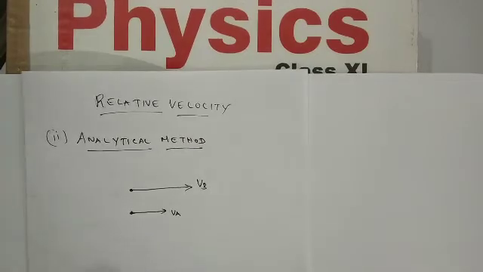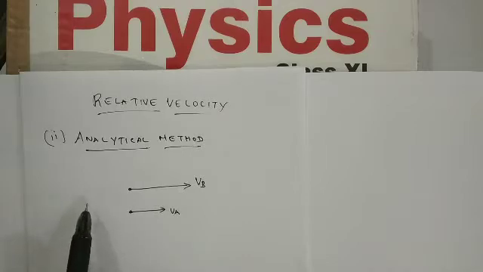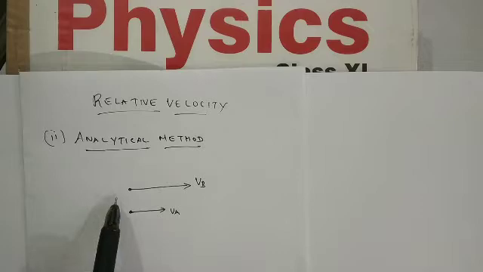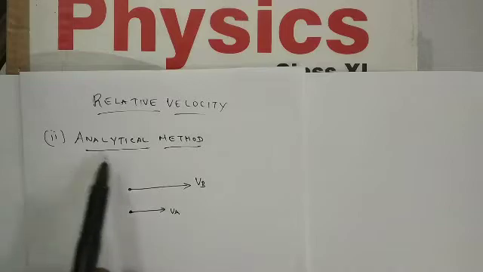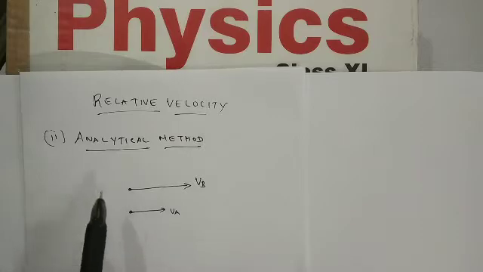Yes, students, we will be doing relative velocity once again. Last time we saw the graphical method, with two bodies going in the same direction, and the positive relative velocity and negative relative velocity. Now we are going to see the analytical method. The analytical method is somewhat the same, but it is without a graph. We will be using a formula.